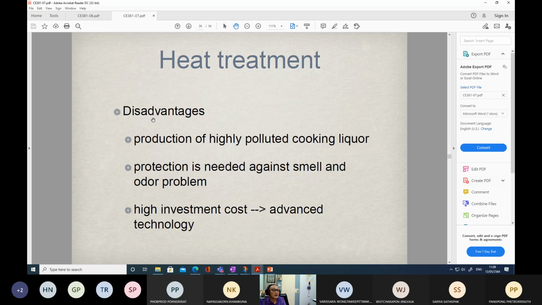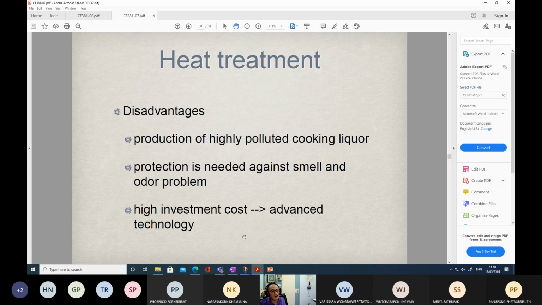But of course, there are some disadvantages. The production of highly polluted cooking liquor. Protection is needed against smells and all the problems. Just imagine you boil the organic substance. So of course, some unpleasant smells will be there. So we need protections. Otherwise, the people who live nearby will complain.